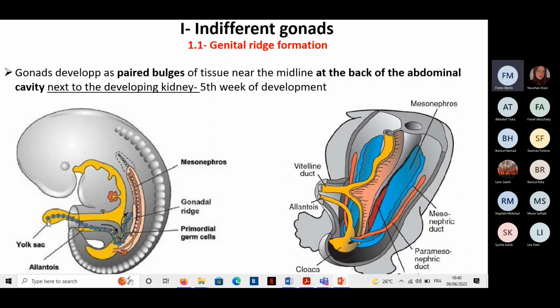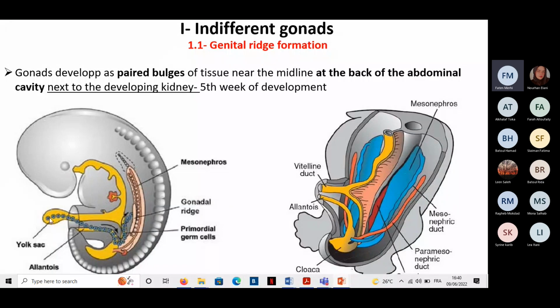The first blood cells are formed in the yolk sac, then they will migrate to the embryo, but then this yolk sac will disappear. Okay, so it will not stay in the developing embryos in humans. Okay, it will disappear earlier in early stages of development.